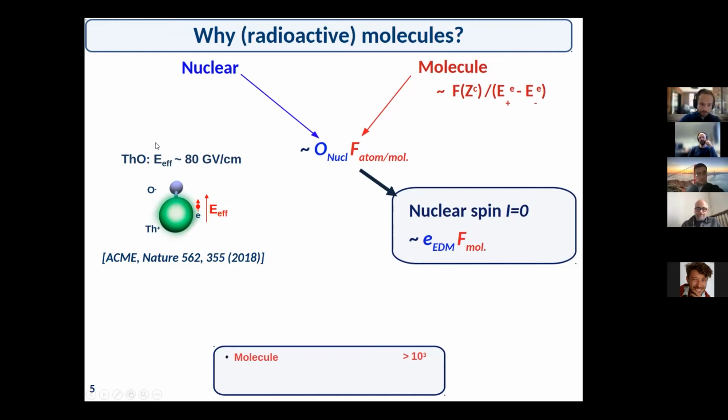So one example is the work of the ACME collaboration using the thorium oxide molecule, a molecule that can be polarized with a weak electric field, a few volts per centimeter, and the internal effective field that the electron experiences can be of the order of 80 gigavolts per centimeter, right? Something far larger than anything that you can get in the lab, typically hundreds of volts per centimeter perhaps. And you can use that to test and constrain the electron EDM. So this electric field is overall about 2 orders of magnitude or more larger than in atoms.